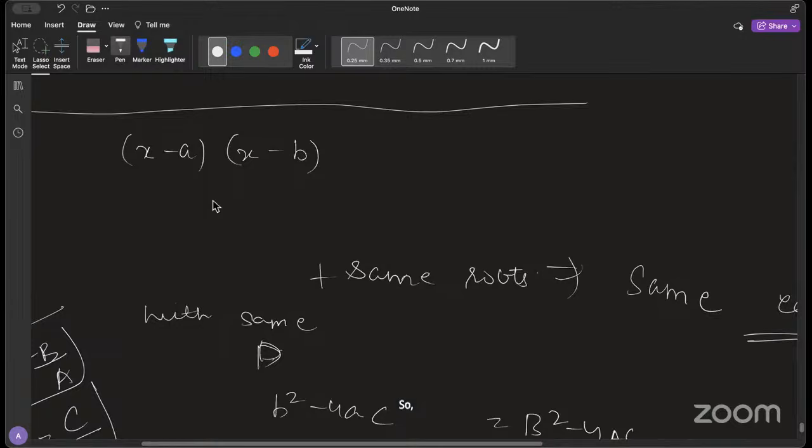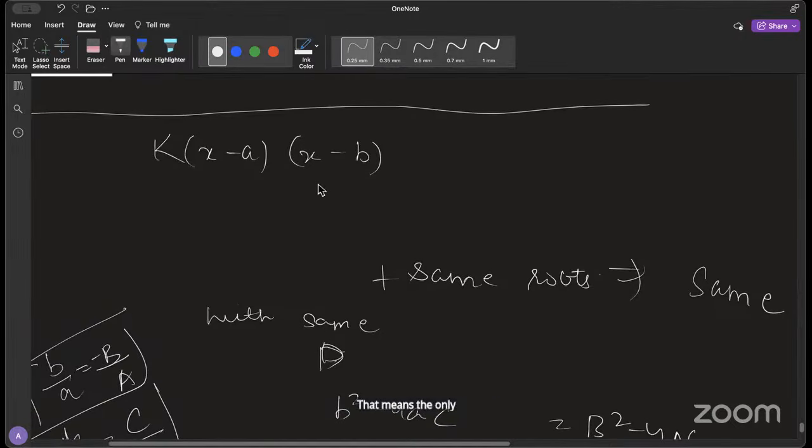So if you have the same roots, that means x minus a, x minus b, and you have, let's say, a constant here. That means the only thing that's making your quadratic equation different is this constant, right? Let's say your first equation is this equal to 0, and your second equation is x.